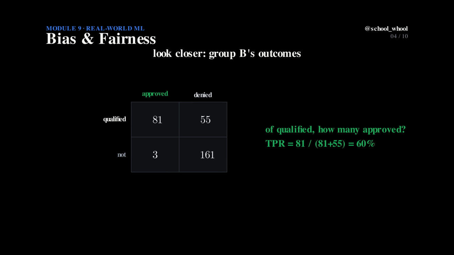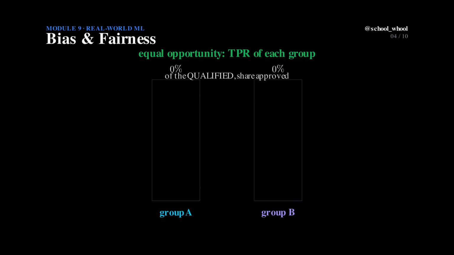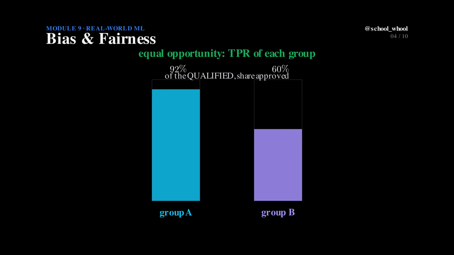Do the same for Group A, and compare. Among qualified applicants, Group A is approved 92% of the time. Group B, just 60. A 33-point gap. Qualified people in Group B are being turned away far more often. Equal opportunity says those two bars should match.